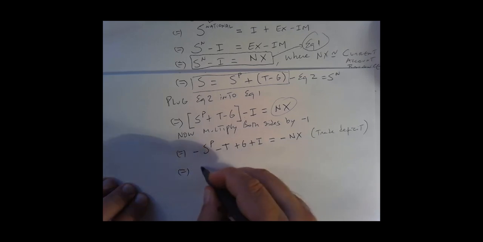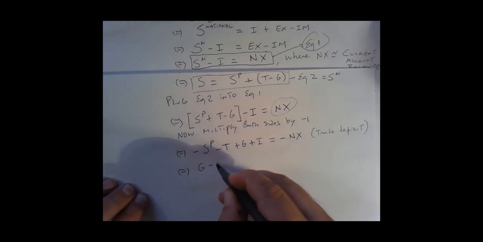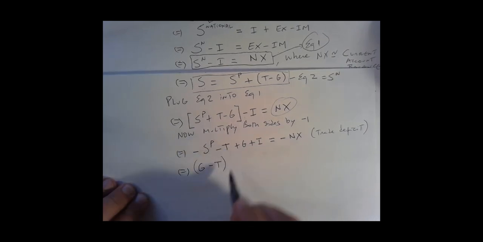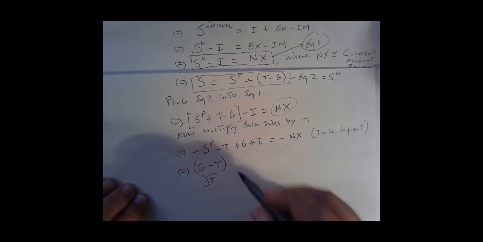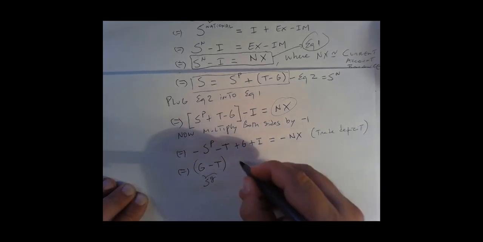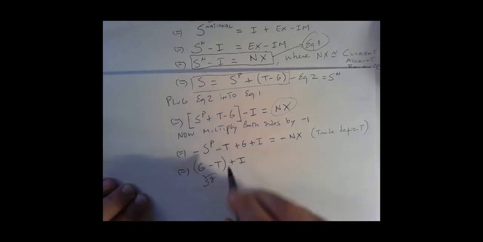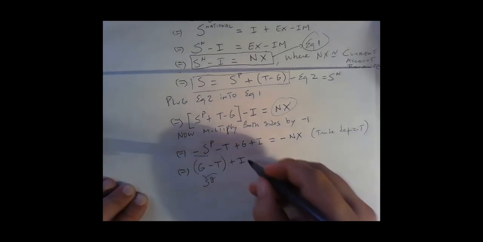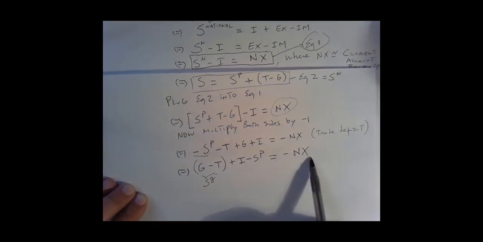Now let's rearrange this the way it looks in the slide. So in the slide it starts with G, and then it puts minus T. And we know that these two dictate the governmental savings, forcing it to be at the deficit. Then we have what is left. We have the investment, and we have the private savings here, which is equal to the trade deficit.